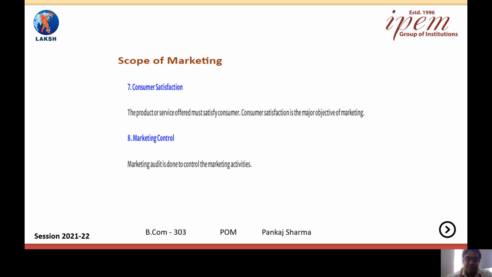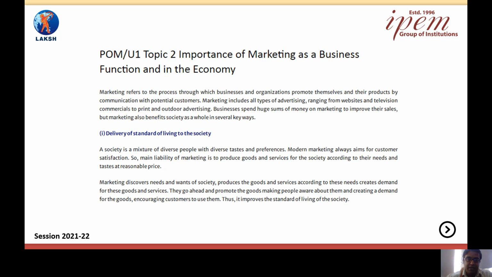As far as customer satisfaction is concerned, the product or service offered must satisfy the consumer, and consumer satisfaction is a major objective. Marketing control: marketing audit is done to control marketing activities. The importance of marketing as a business function and in the economy: marketing refers to the process through which businesses and organizations promote themselves and their products by communicating with potential customers. Marketing includes all types of advertising, ranging from websites and television commercials to print and outdoor advertising. Businesses spend huge sums of money on marketing to improve their sales, but marketing also benefits society.